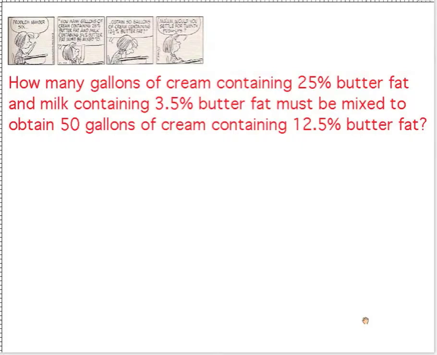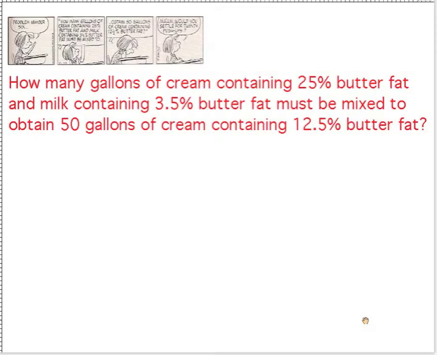Now, I'm going to read the problem, but not in a way that would confound Peppermint Patty. I'm going to omit some of the information. And by doing that, I get at what I call the simple sum. In fact, it sort of just stands out at you. I'm going to eliminate the percentages of butterfat. How many gallons of cream and how many gallons of milk must be mixed to obtain 50 gallons? I've gotten rid of information that's cluttering up me seeing this essential simple sum that exists in almost all of these system word problems.